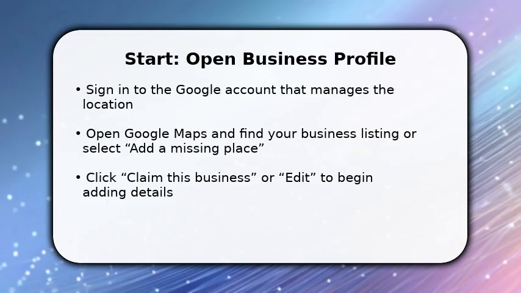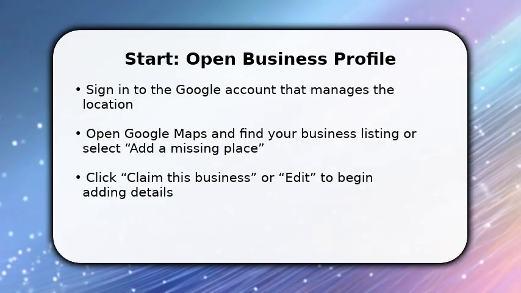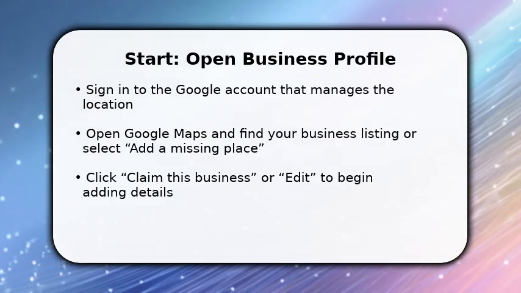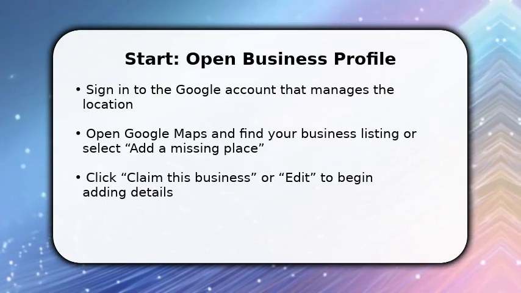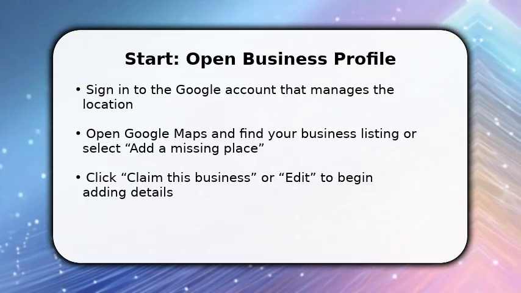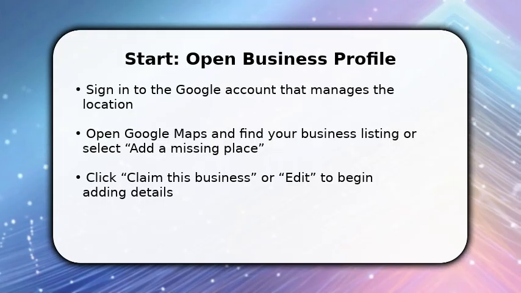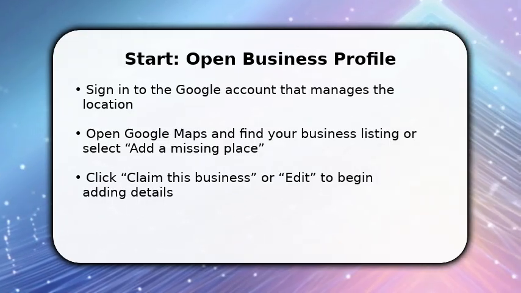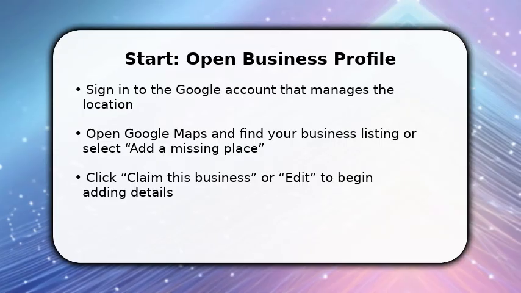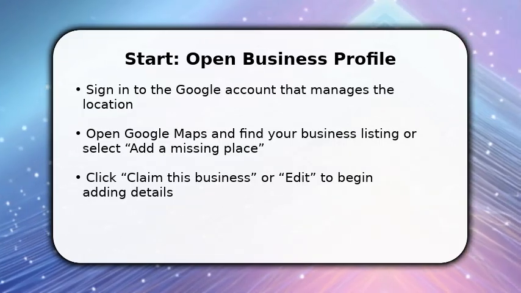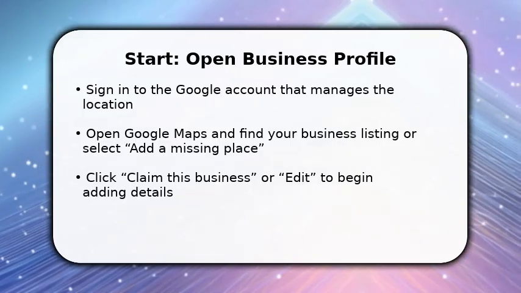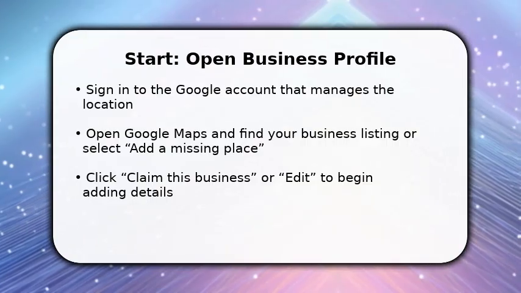You begin by signing into the Google account that manages the place. This ensures changes publish faster. Once signed in, open Google Maps and locate your business or choose Add a Missing Place. Make sure you select the exact address and category. This avoids duplicate listings. After selecting the place, click Claim this business or tap Edit Place Details.